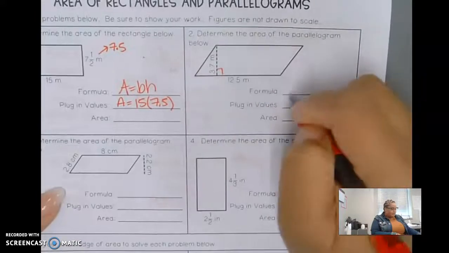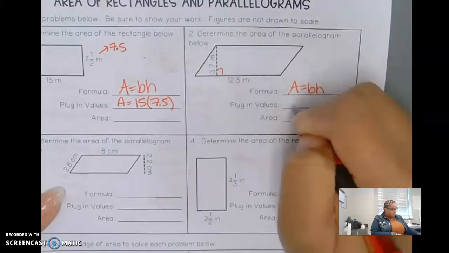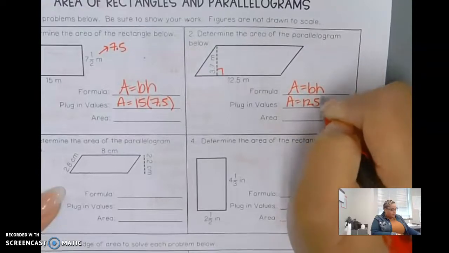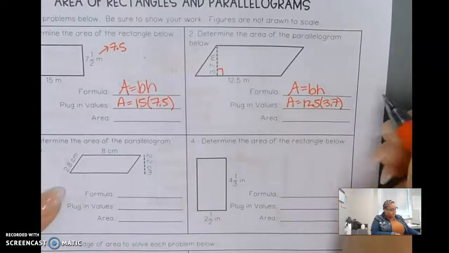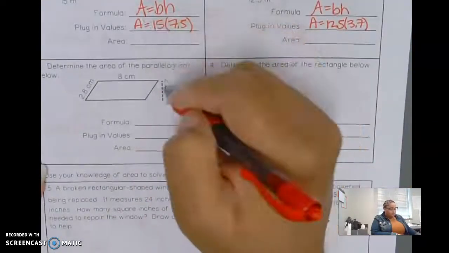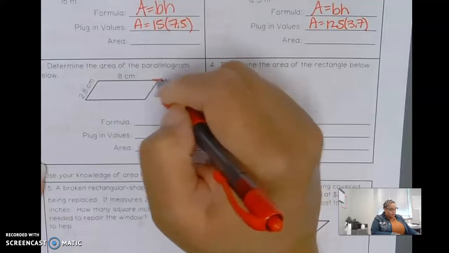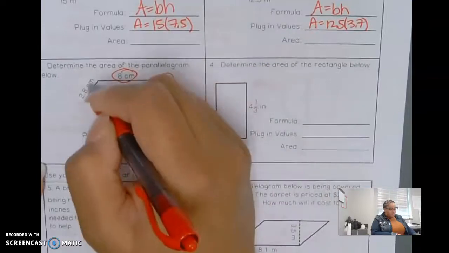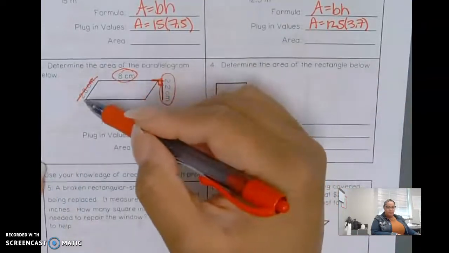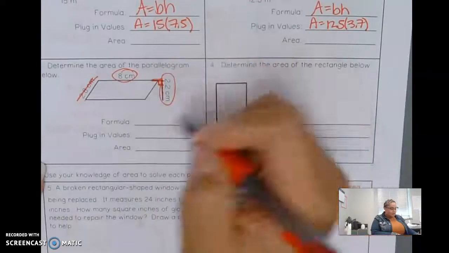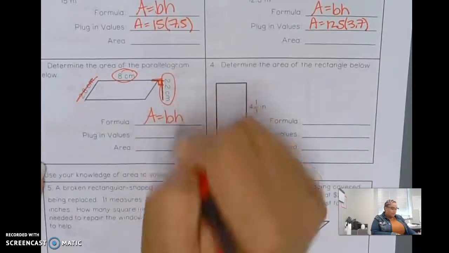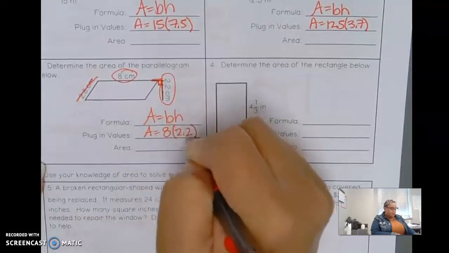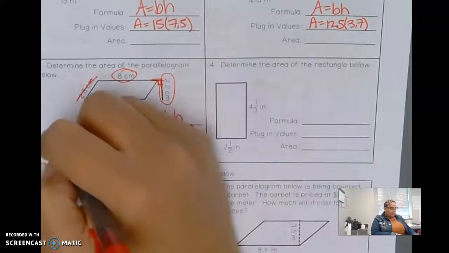Here is my base and height. A equals BH. A equals 12.5 times 3.7. Multiply. This is going to be my L. So this is my base and this is my height. I do not need a slant. Remember, when we go to the doctor, we don't stand at a slant for them to take our height. A equals BH. A is 8 times 2.2. Then you'll multiply.